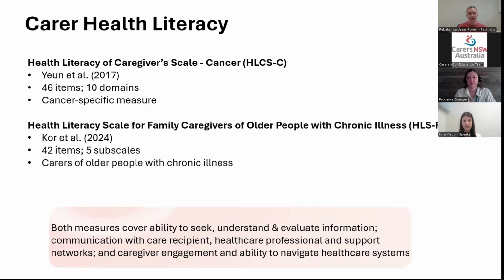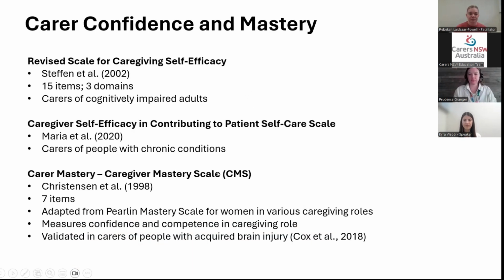for cancer by a colleague of ours, Eva UN in Melbourne, which has 46 items across 10 domains. But then I also found a study recently done looking at health literacy of carers of older people with a chronic illness. Both measures cover a carer's ability to seek, understand, and evaluate information, communication with the care recipient, healthcare professionals and support networks, and carer engagement and ability to navigate healthcare systems. So some really nice measures there of different elements of carer health literacy that are worth looking into.